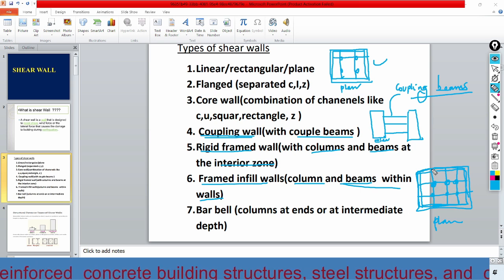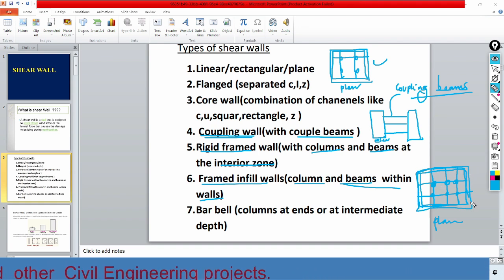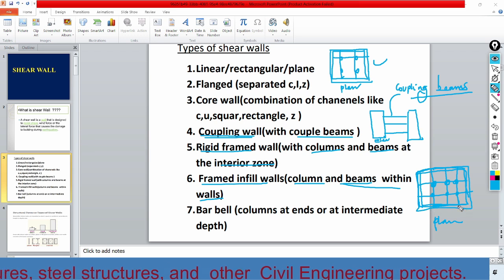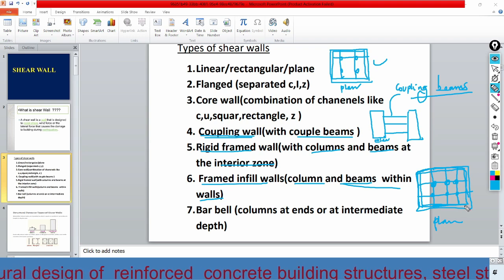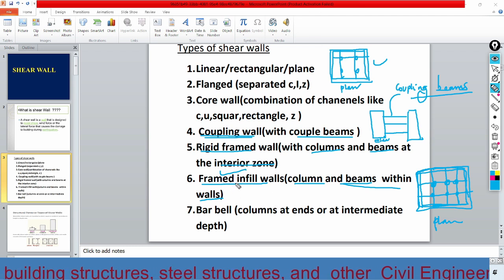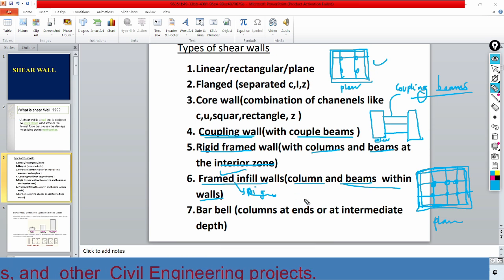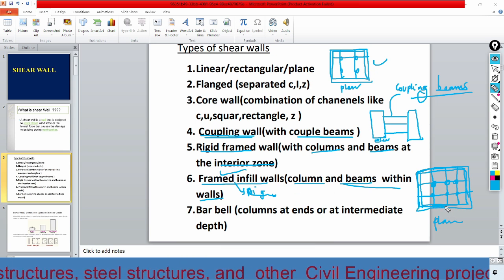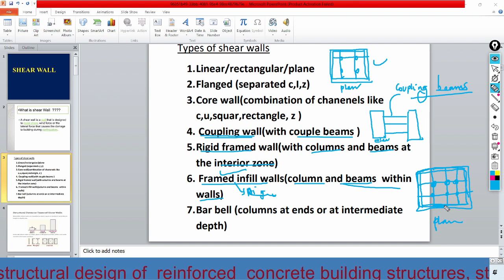So the combination of frames and shear wall with the tie beam at the intermediate level of the story, which ties the shear walls at every floor, is called a framed infill wall. So the portion below the beam can be filled with concrete.